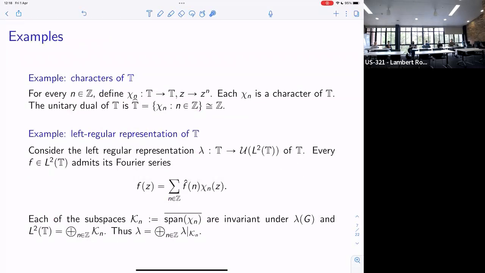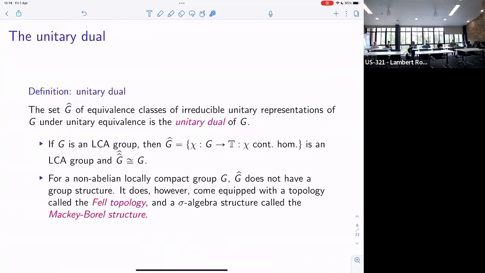Can I ask a quick question? Yeah. The Mackey Borel structure, is that not the one that comes from the Fell topology? Is it a different one? Well, it's equal to the Borel sigma algebra from the Fell topology if and only if the group is type I. Okay. I might mention that a bit later.